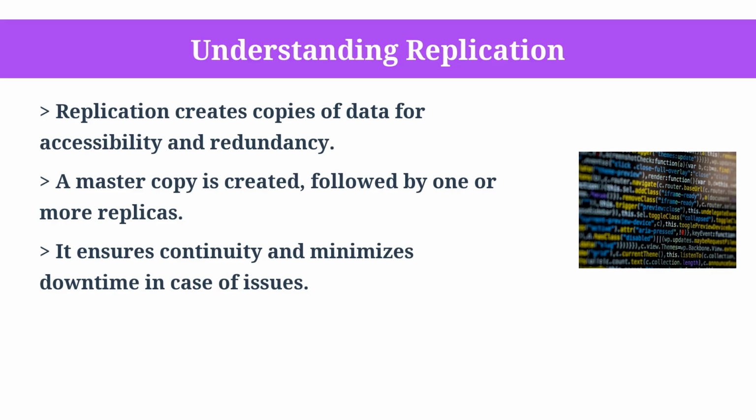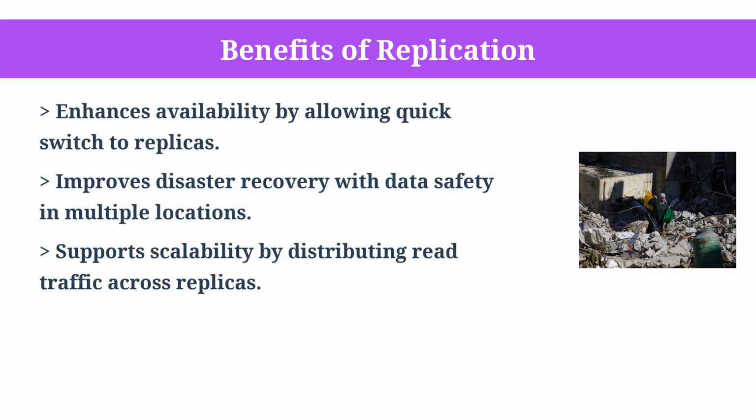Replication is essentially creating copies of data so they can be used independently or to provide redundancy and improve availability. It works like this. You have your primary source of data, let's call it the master copy, and then you create one or more replicas from it. These replicas are exact duplicates that help ensure continuity in case something happens to the original.